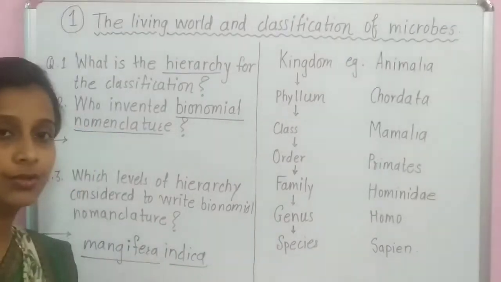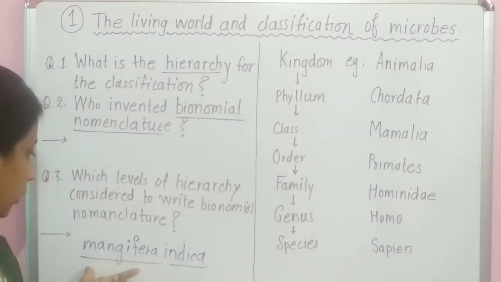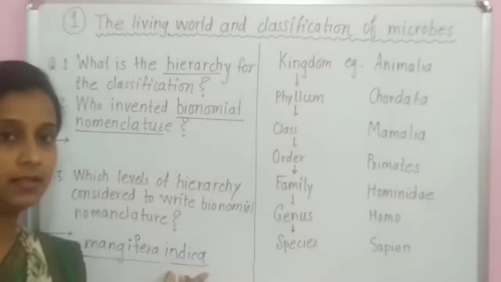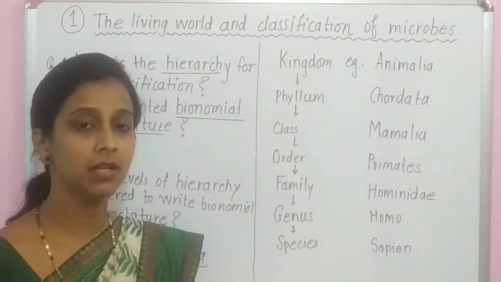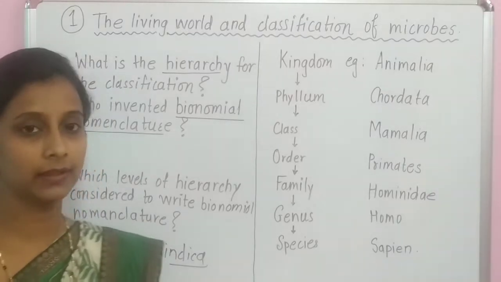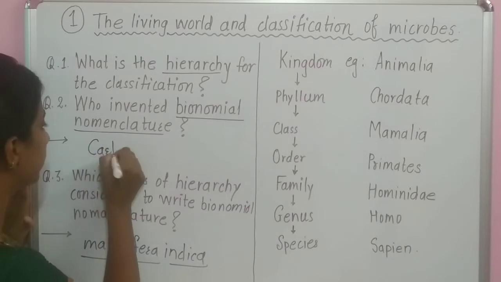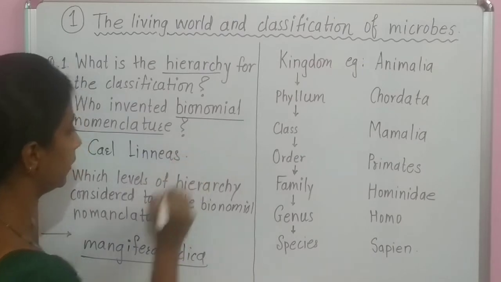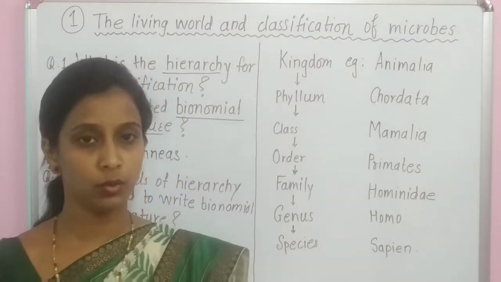In this way, each living organism has its scientific name. For example, mango's scientific name is Mangifera indica. Such a naming system or nomenclature system is called binomial nomenclature. And this binomial nomenclature was first invented by the scientist Carl Linnaeus. Carl Linnaeus. Okay, so this scientist Carl Linnaeus invented the binomial nomenclature system.